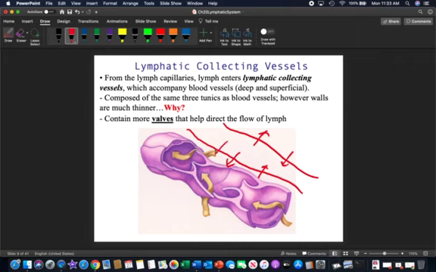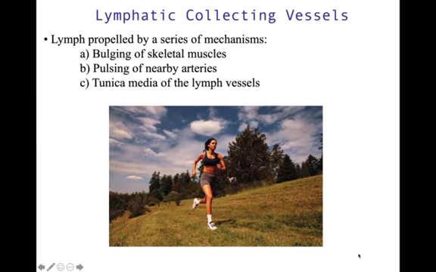As it expands, it's going to push up against this lymphatic collecting vessel. It's going to squeeze this vessel, and as the vessel is squeezed, the lymph gets propelled and moves. And it's only going to move in a single direction, again, because of these valves here. All right? Another one, that was actually B.